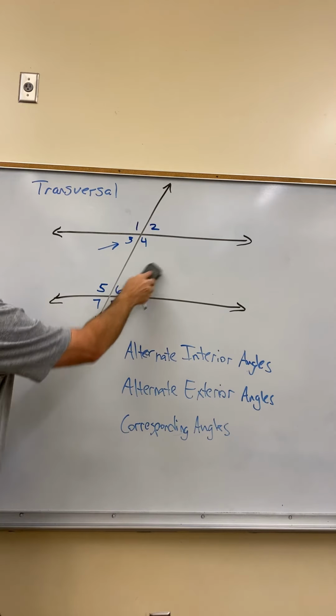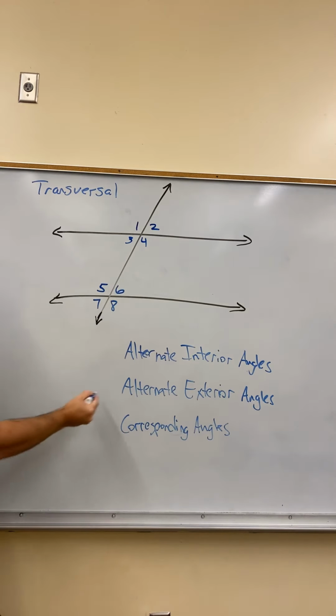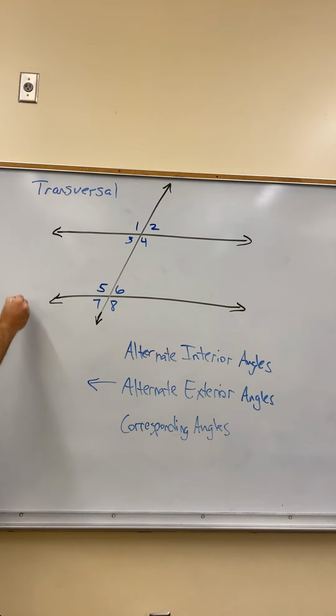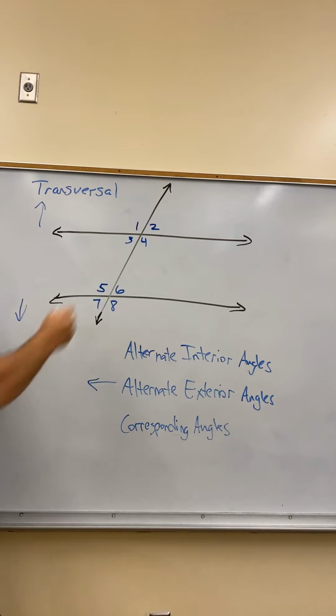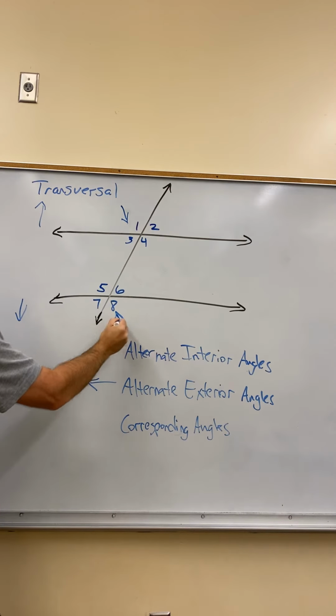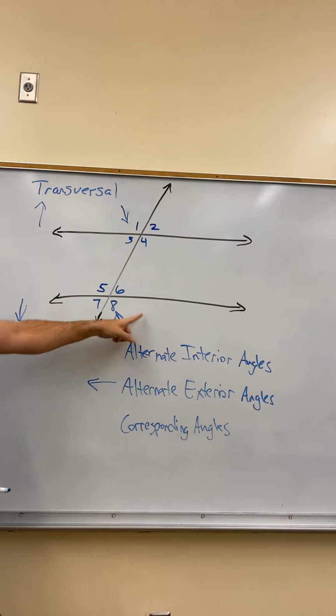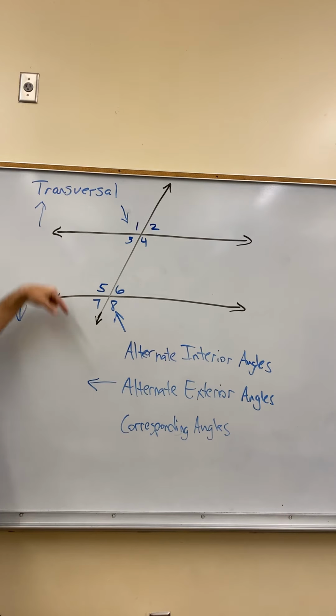Okay, now, what about if we're talking about exterior? Exterior talks about the outside. So you're talking about on the outside of your parallel lines. And alternate just means alternating on sides of your transversal. So angle 1 goes with angle 8. They're alternate sides, opposite sides. They're exterior, they're outside of my parallel lines, and they're going to be equal to each other. And then angle 2 and angle 7 are going to be equal to each other. Those are my sets of alternate exterior angles.